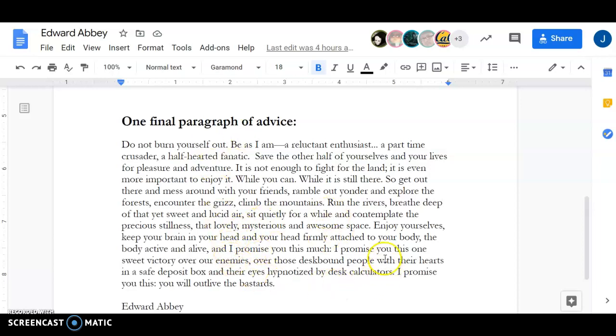You see it again at the bottom. I promise you this. You will outlive the bastards. The you is the one performing all the actions in here, and you'll see in the middle of it: encounter the Grizz, climb the mountains, run the rivers, breathe deep the sweet lucid air. These are the things that he deemed important.